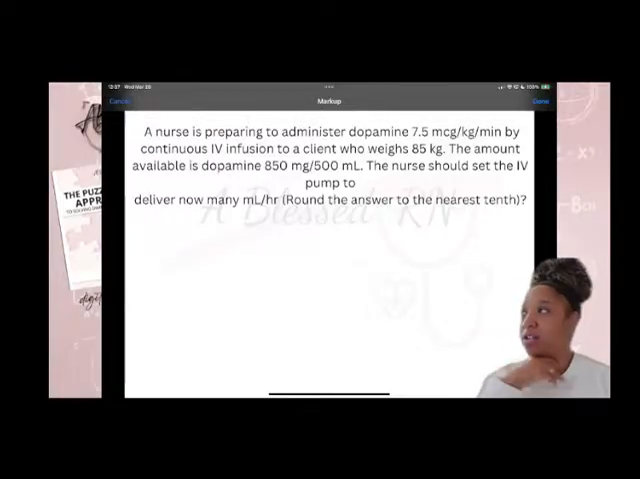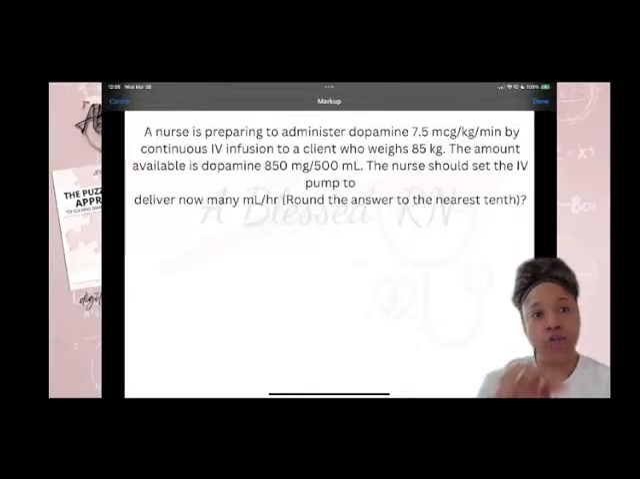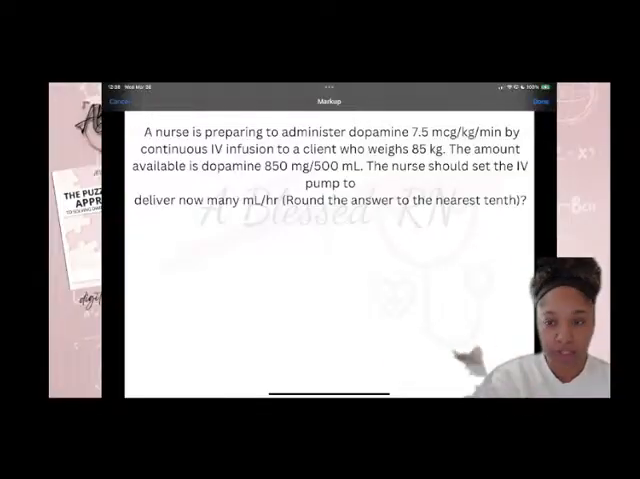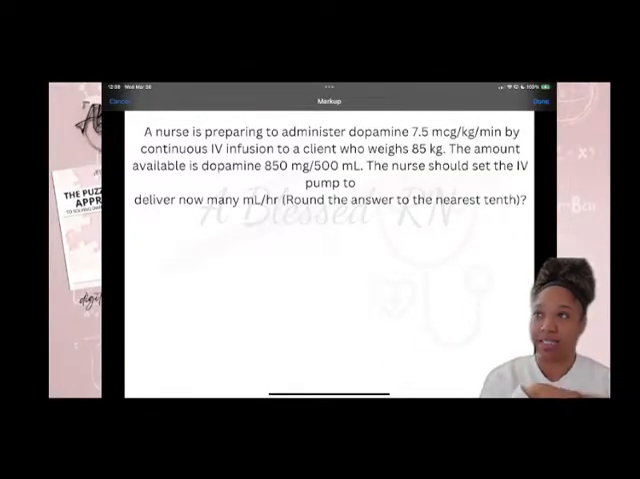Okay? A nurse is preparing to administer dopamine. All right, this is for all you ICU nurse students who want to go into the ICU. This is you, right? This is your drug. All right, 7.5 mics per kg per minute, continuous IV, to a patient who weighs 85 kilograms. Available is 850 milligrams per 500 milliliters. The nurse sets the IV pump to deliver how many milliliters per hour? And we're going to round our answer to the nearest tenth.